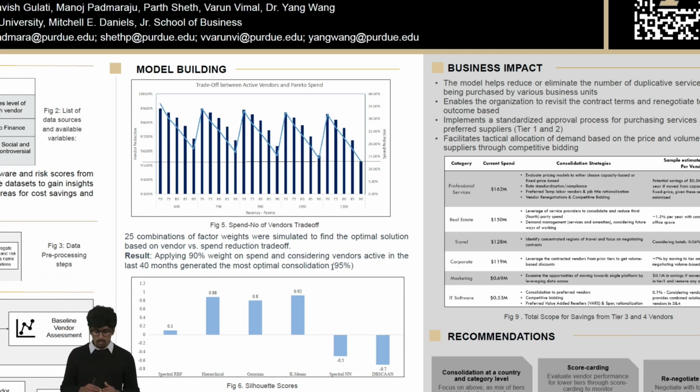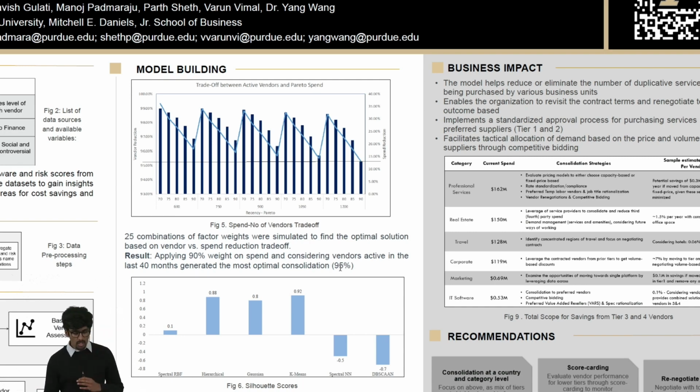As you can see, the most optimal parameters, which is indicated by the flat black line, says that applying a 90% weight on the spend, considering 40 months of recency, which means we consider all the vendors that were in business with our clients for the past 40 months, we achieved about 90% reduction in vendor base with a trade-off of only about 13% reduction in spend. So using these optimal parameters, we based our further studies and further recommendations as well.